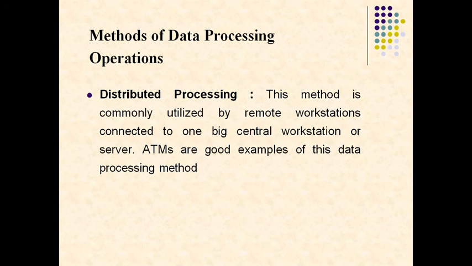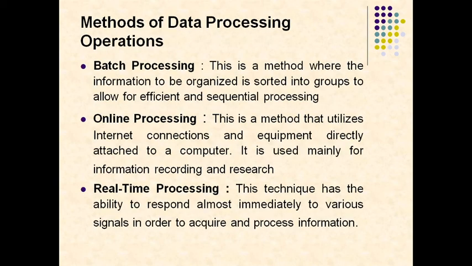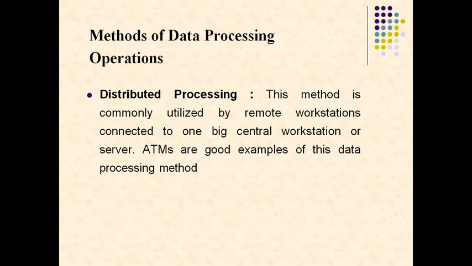Next type of data processing operation is distributed processing. This method is commonly utilized by remote workstations connected to one big central workstation or server. Here we have a server that controls all the other clients which are connected to the server. This is called distributed processing, and ATMs are good examples of it. Okay students, so we were discussing the methods of data processing operations in computers, that is batch processing, online processing, real-time processing and distributed processing.